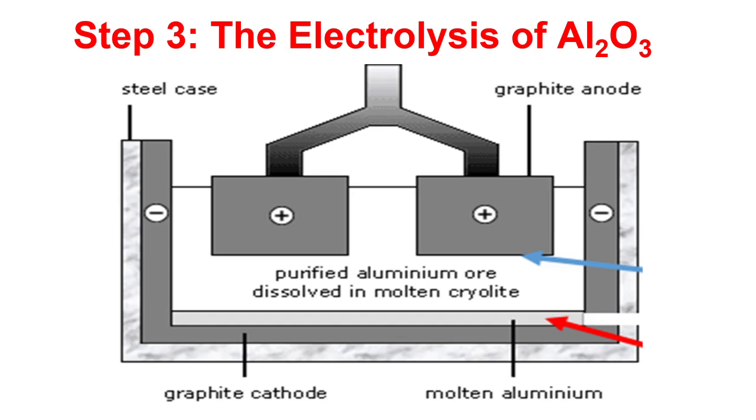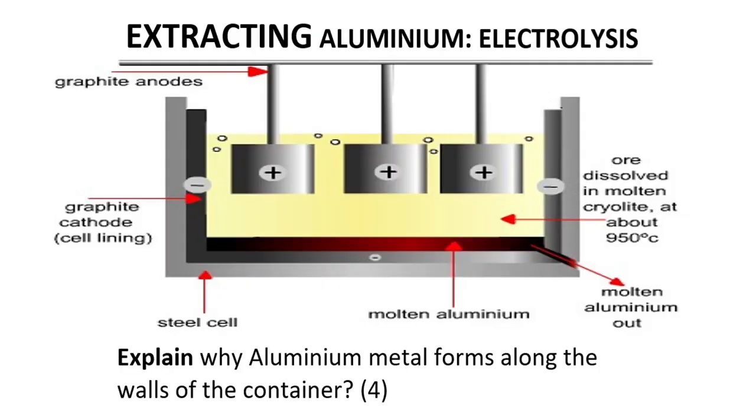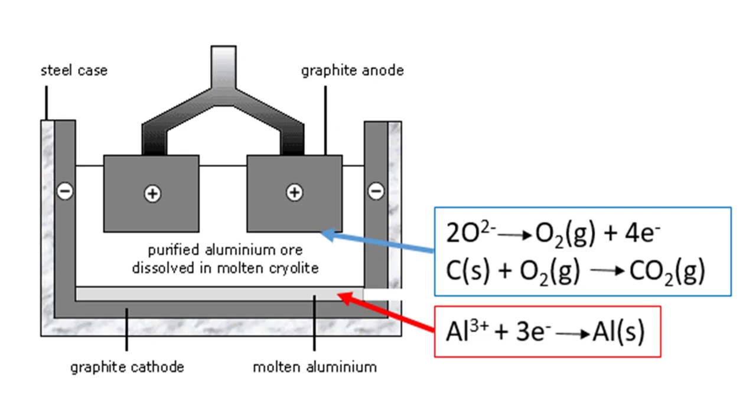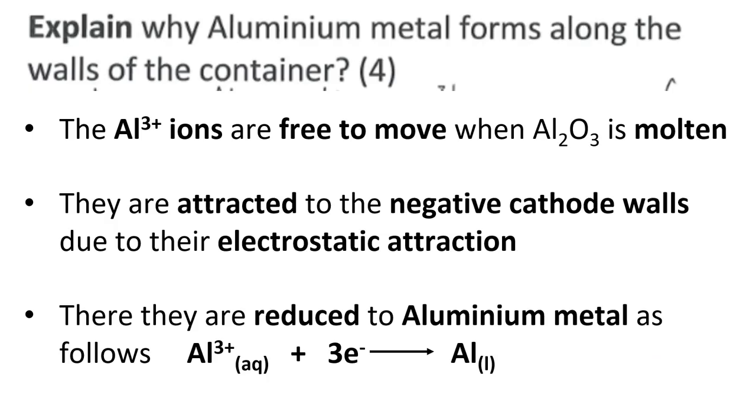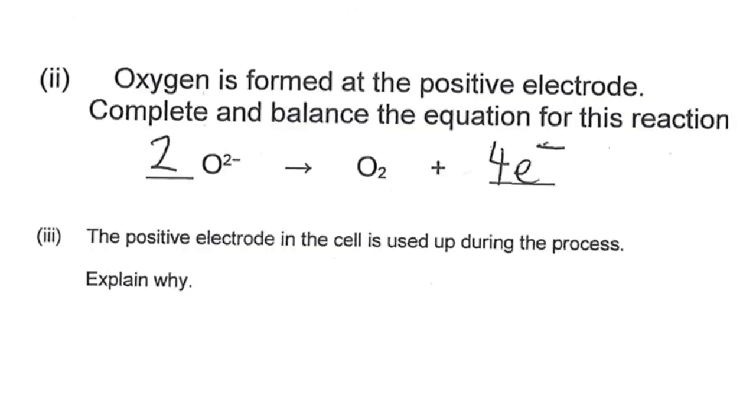The walls are graphite. The walls are the cathode, they're negative, and in the middle is the positive anode, okay? So what's actually happening here is, why does aluminium metal form along the walls of the container? Well, as you can see here, the Al3+ ions are free to move when it is molten. They are attracted to the negative cathodic walls due to their electrostatic attraction, and then you get 2 marks for the last point. They are reduced to aluminium metal as follows, and always give the half equation, okay? Always.